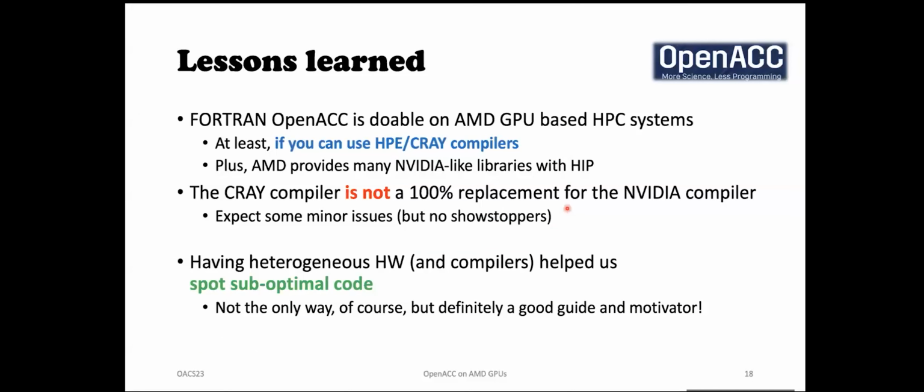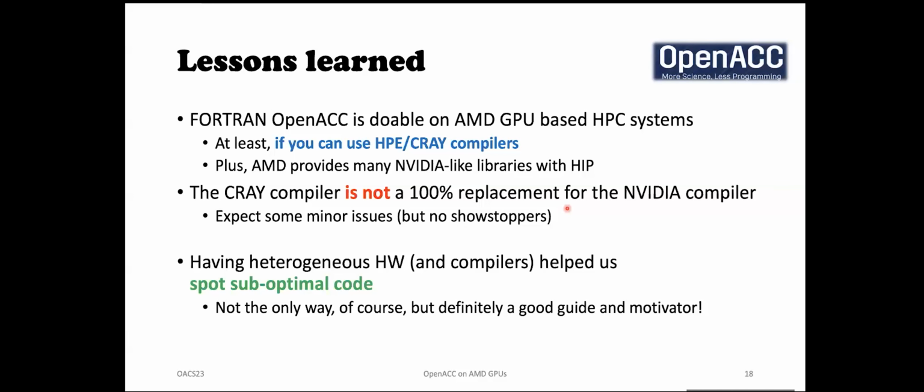So, lessons learned. If you have a Fortran OpenACC code, it's perfectly doable to port it to an AMD GPU-based HPC system, at least if you have access to the CRAY compilers. I tried to compile with the AMD-provided FLang, and it didn't even compile. I would not recommend even trying there. We did find a few minor issues with the CRAY compiler, but nothing too bad. It was just a couple of days of head scratching for the dialects.